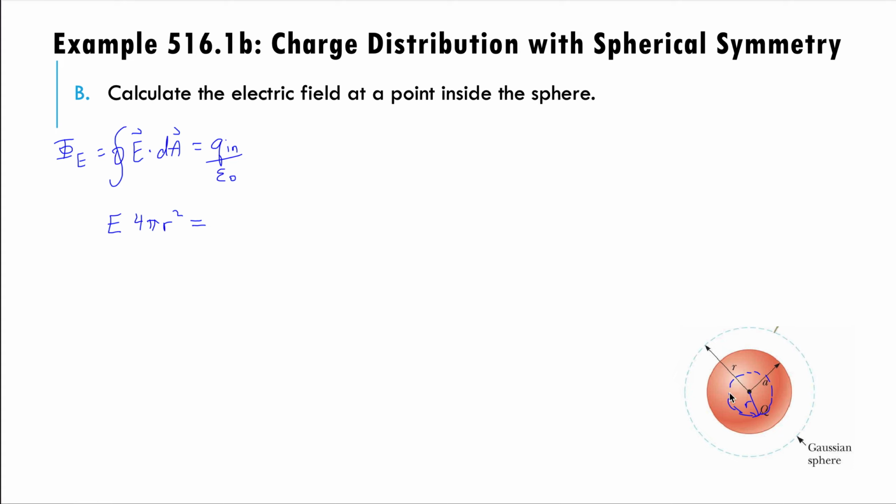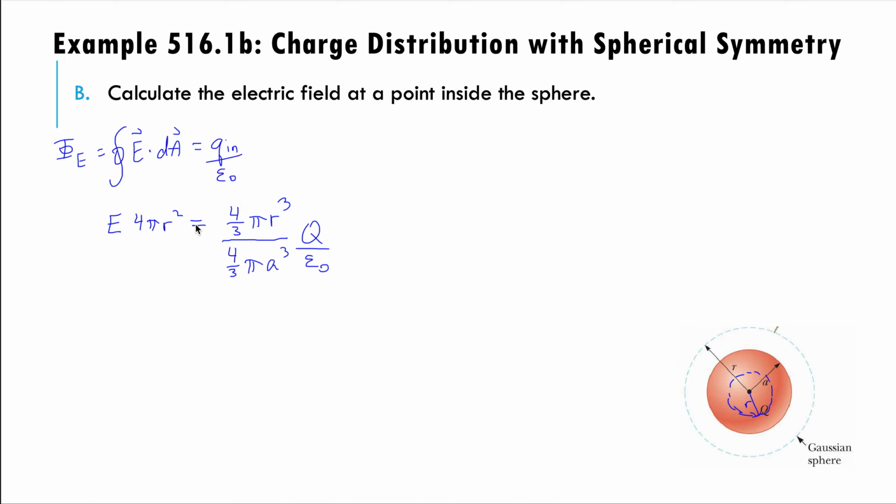To find that fraction, we have to realize that the charge within this smaller Gaussian sphere is going to be a ratio of the volume of that smaller surface, 4/3 πr³, the volume of this Gaussian surface, divided by the volume of our charge distribution, 4/3 πa³, times Q. This gives us the ratio of the total charge Q that is found within this Gaussian surface. That's going to be Q enclosed, and then we divide by epsilon naught.